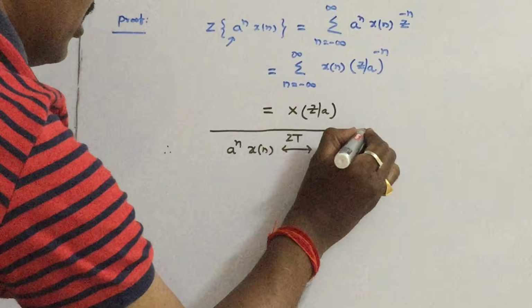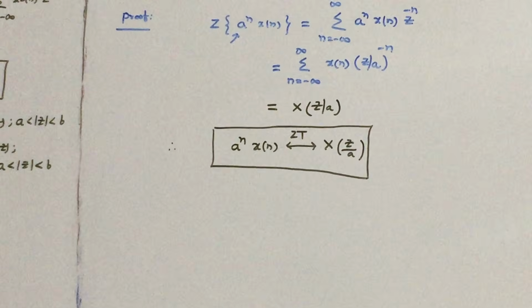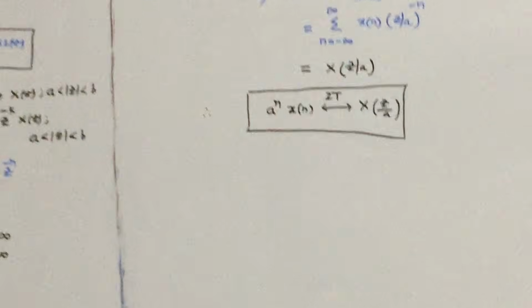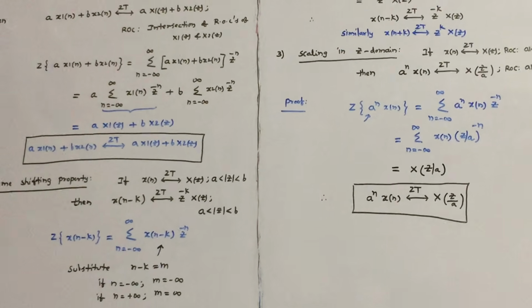So this is about the first three properties of Z transform: linearity, time shifting property and scaling in Z domain property.